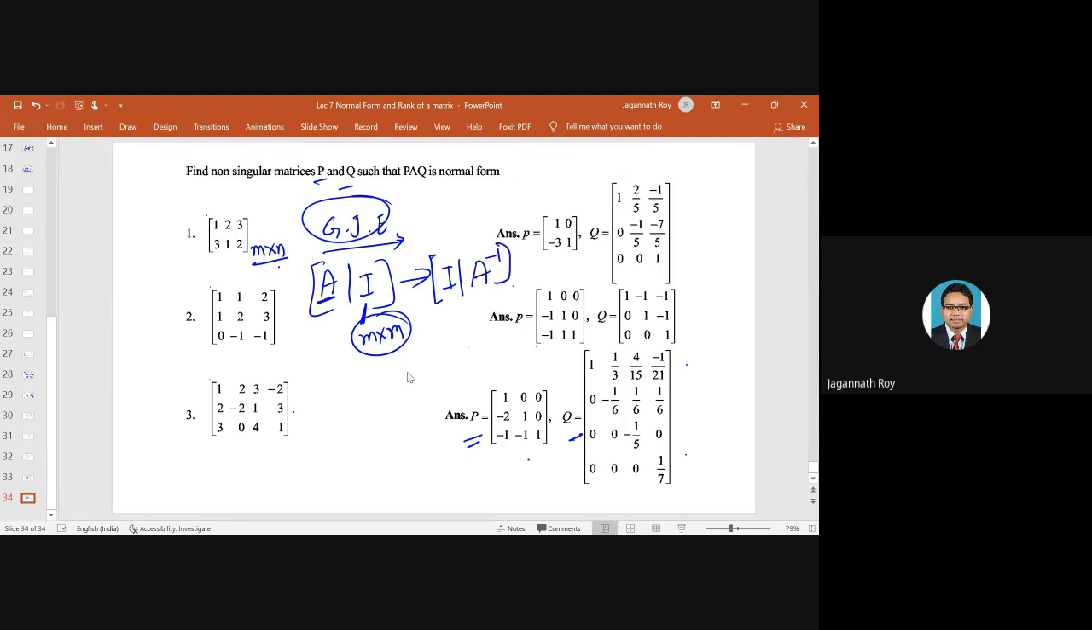Try to verify. Let me tell you, you may get different matrices also. But you have to understand whether you have derived the normal form or not. That is your main idea. For your self-practice problems, I have added these 3 matrices. And I will stop here today. Just try to verify these results.